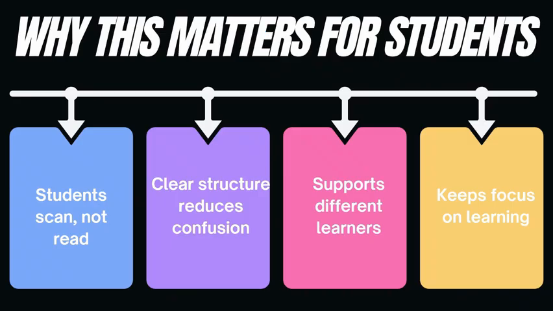And this matters because students don't typically read Canvas pages word for word. Most students scan first, so they look for due dates, instructions, required materials, and what they actually need to do. So when your information is visually organized, students can find what they need much faster. Clear structure also reduces confusion and repetitive questions, and it supports different learners because information becomes easier to process and navigate. Ultimately, good design helps keep students focused on learning instead of trying to figure out the page layout.